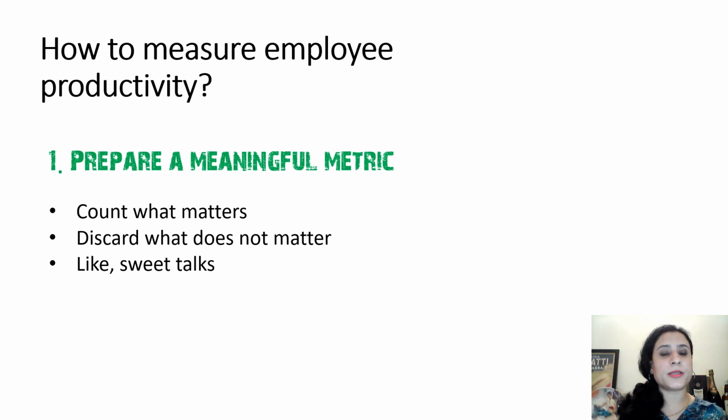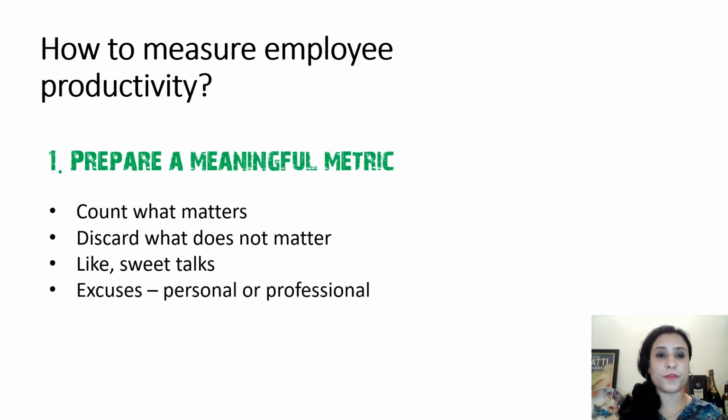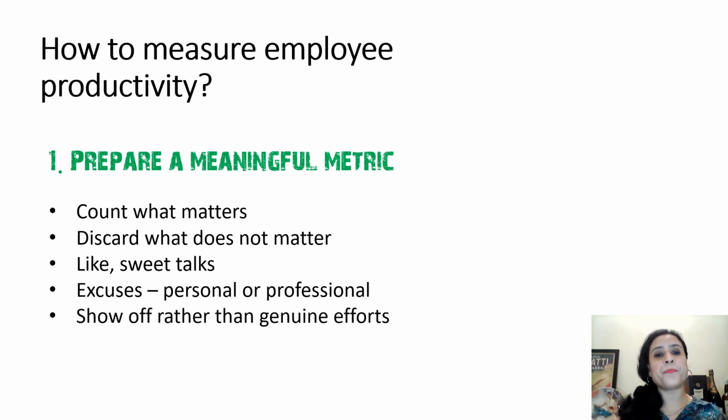So, for example, there are certain employees who sweet talk. They have a lot of excuses. This can be personal excuses, professional excuses. They do a lot of show off that they are busy doing a lot of things, whereas essentially the end product is zero. The end result is zero.